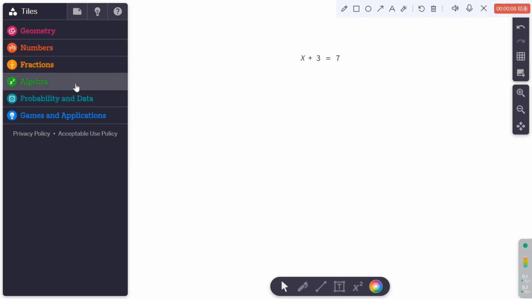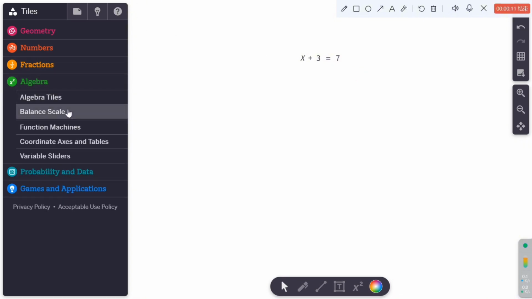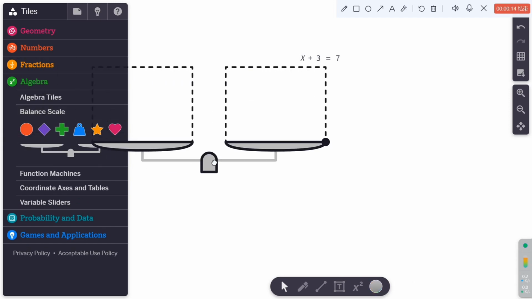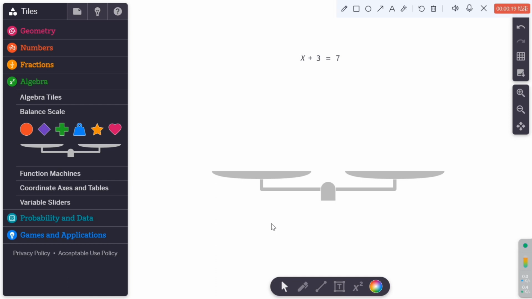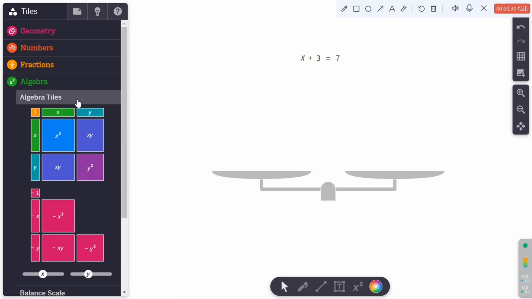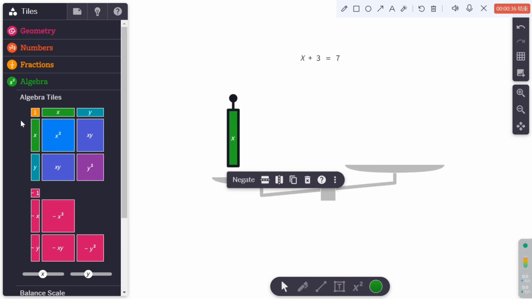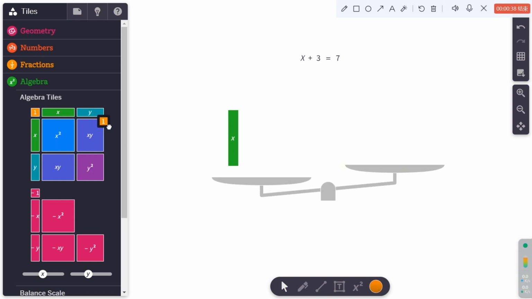We also use algebra, and then we choose the balance scale. We drag the scale in here, and now we need to put the x and numbers into the scale. From this equation, we can get the x and the number 3 on the left side of the scale. So we choose the algebra tiles. We drag the x on the box, and then we choose the 3 for 1 on the box.